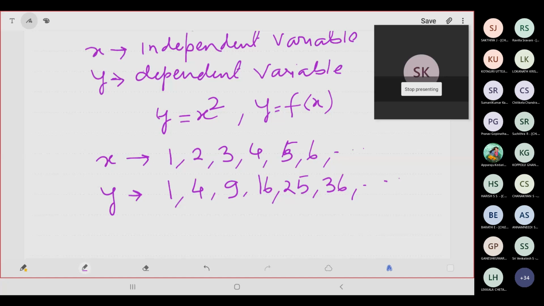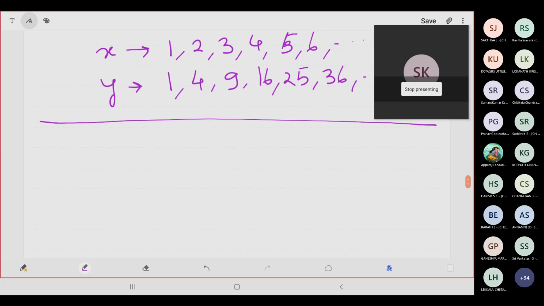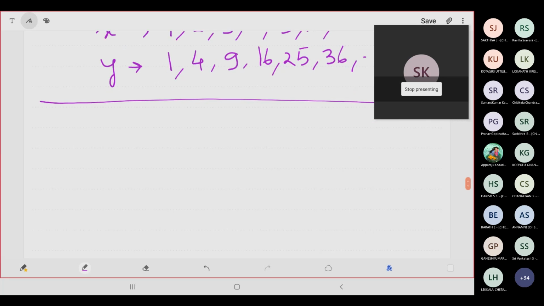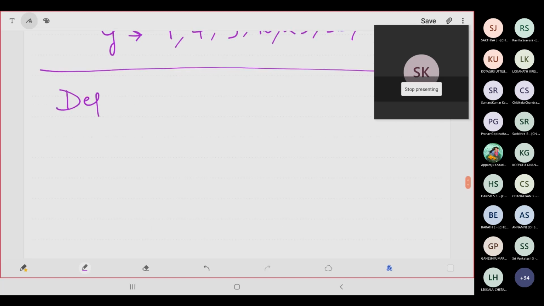Okay, guys, the next thing we are going to introduce is the domain of the function and range of the function. Before that, we are going to discuss the defined function. So what is the meaning of a defined function?